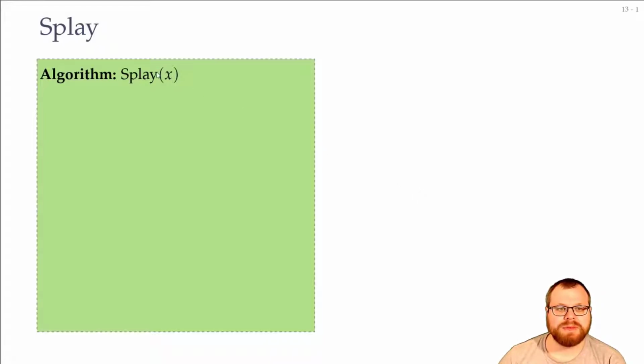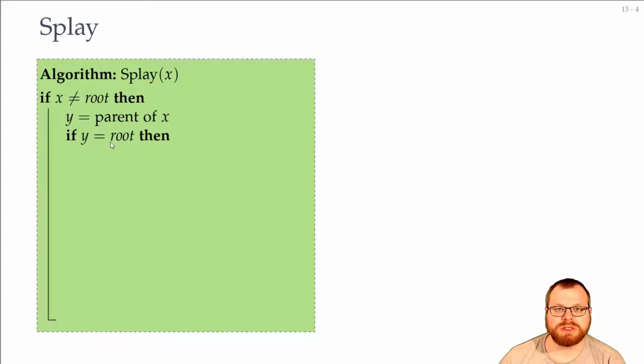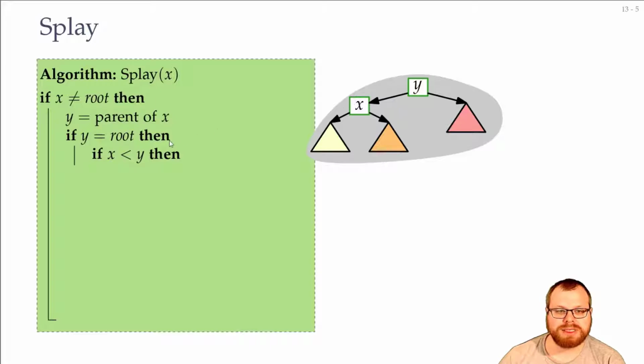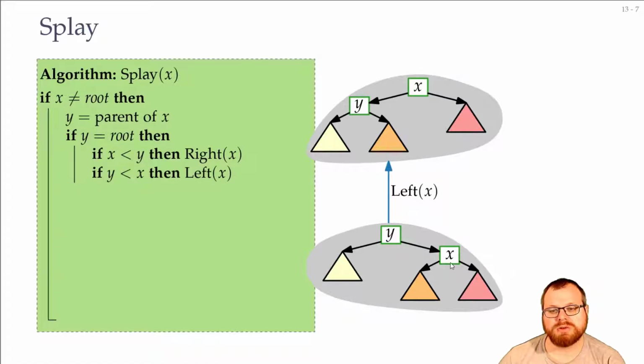We have some node x, and we want to splay it. If x is already the root, then we're already done. Otherwise, we look at its parent. And if that parent is the root, then we cannot do a double rotation, so we have to do a single rotation. So we have to differ between 2 cases. Does it look like this? x is smaller than y, then we do a right rotation, or the other way around, we do a left rotation.